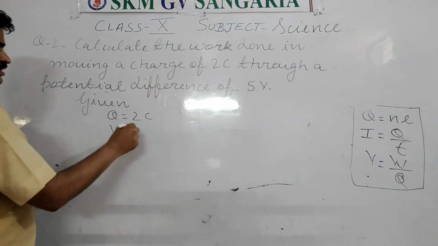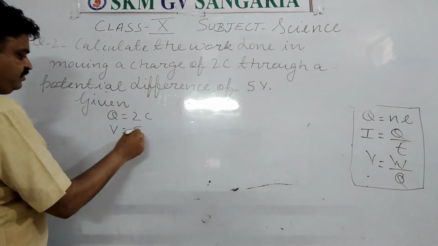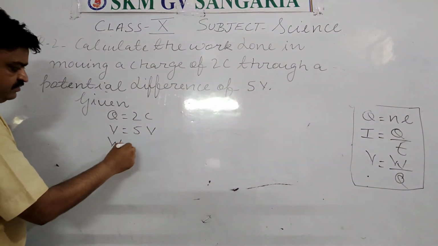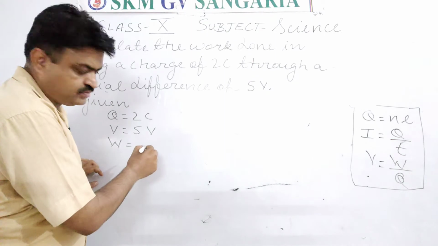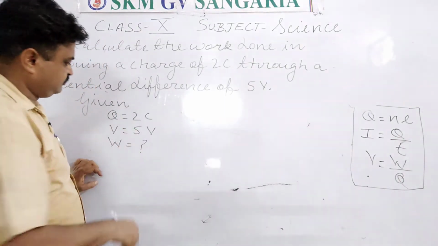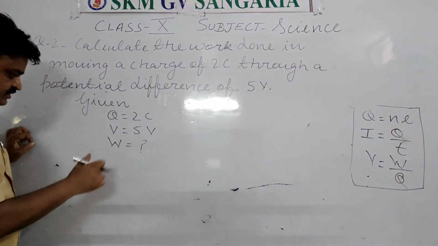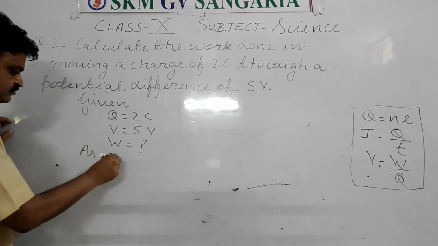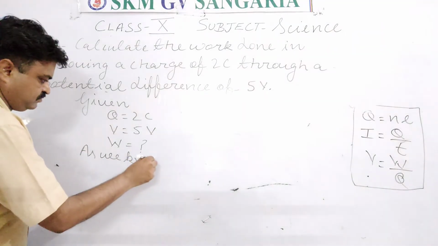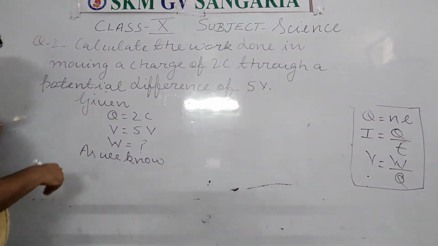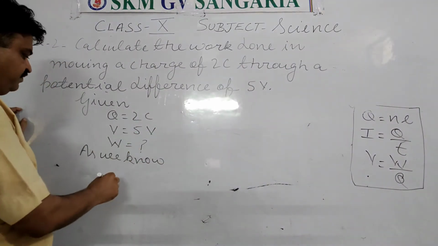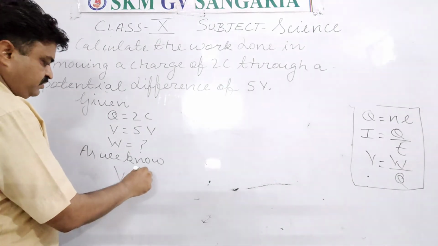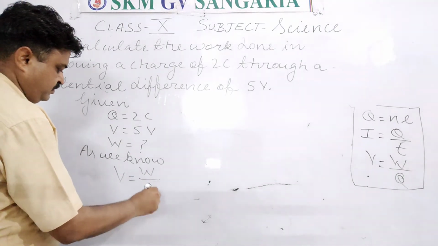V is given here. What is it? It is 5 volt. Work we will try to find out. Now in this, as we know, what is the formula of electric potential, student? It is V is equal to W upon Q.